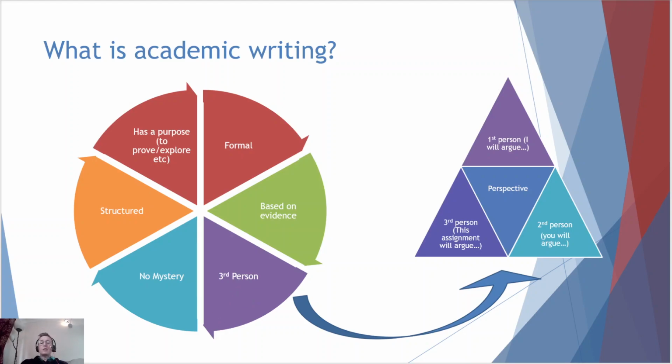Third person perspective, as you can see from the triangle on the right hand side, is the perspective that takes the I and the you out of your writing. We no longer present what I think or what you think the ideas are. Instead, academic writing in the third person requires us to present much more of an objective, balanced, logical set of evidence from which the assignment can then conclude an answer. This means using phrases such as, this assignment will argue that, or the following paragraph will explore the issues of, rather than I think or I will argue that.